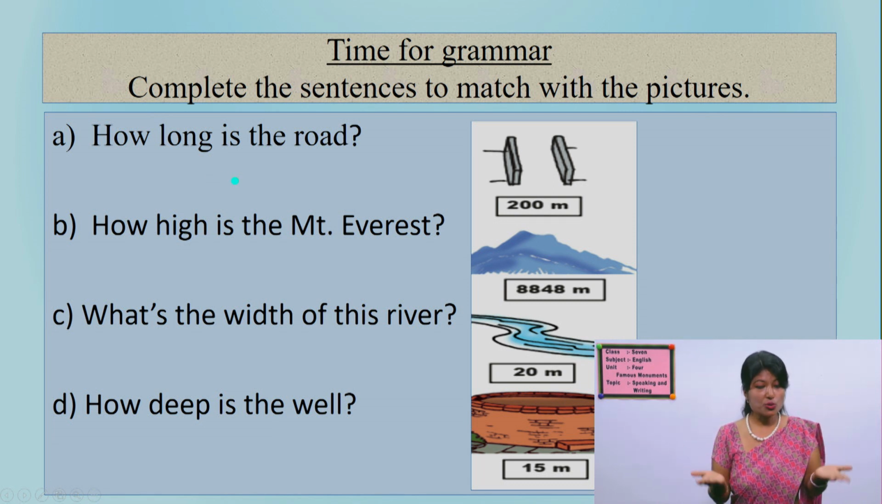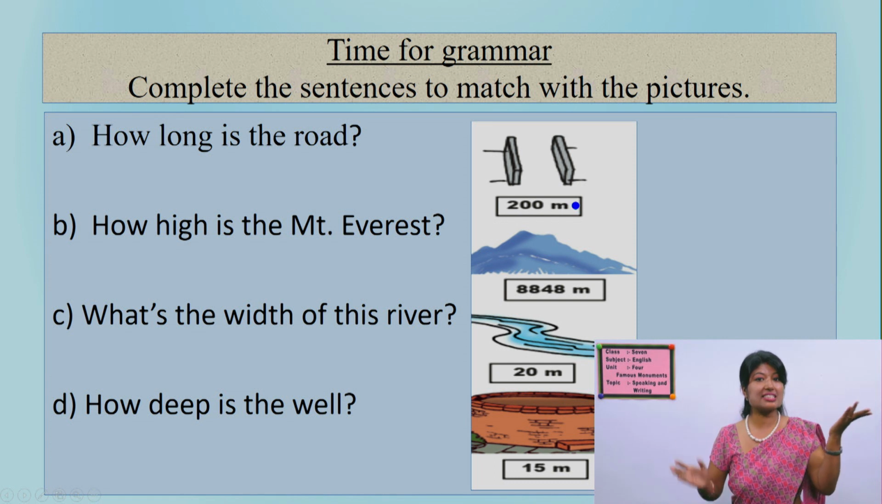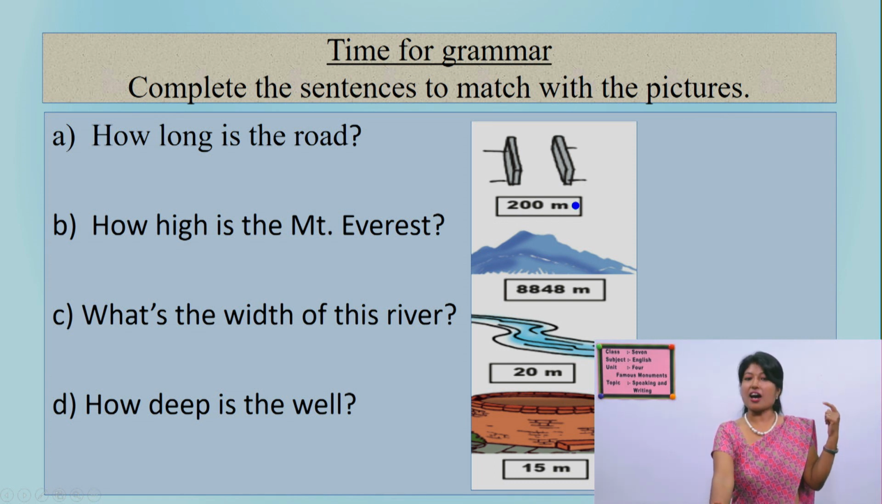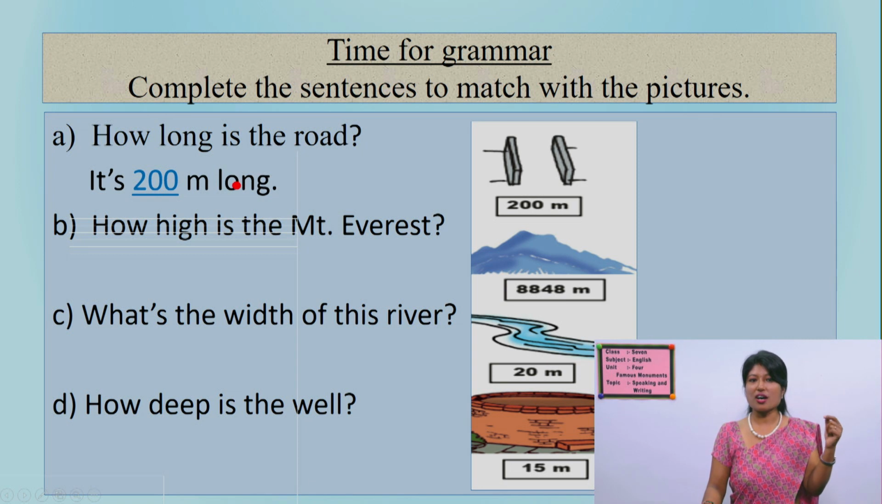Now can you answer me, how long is the road? 200 meters. So how do you say it in a sentence? I know that some of you have already answered. So the answer is, it's 200 meters long. This is the way you answer.